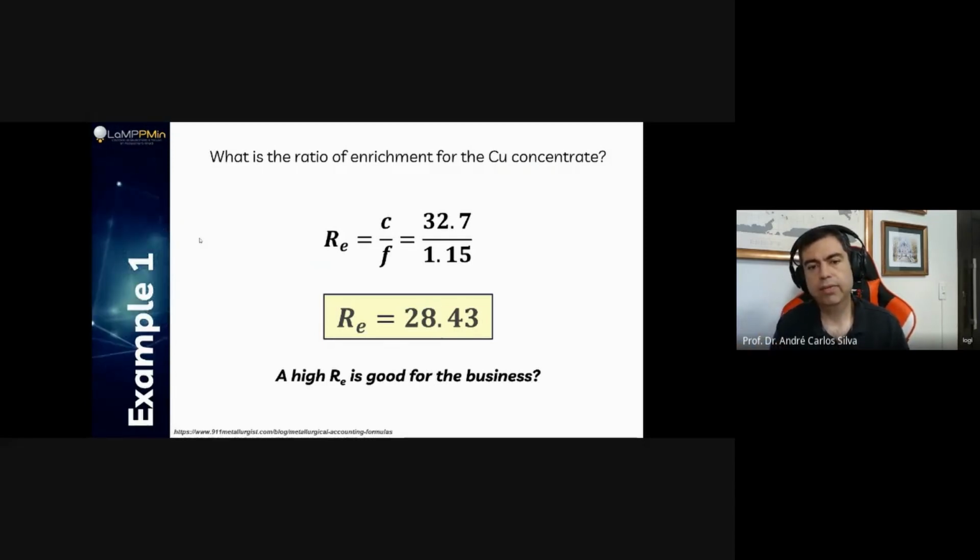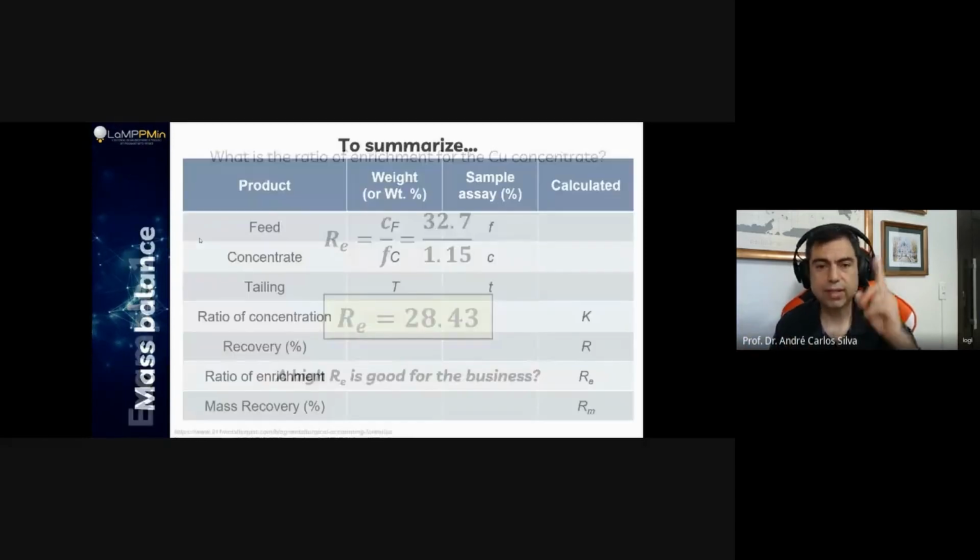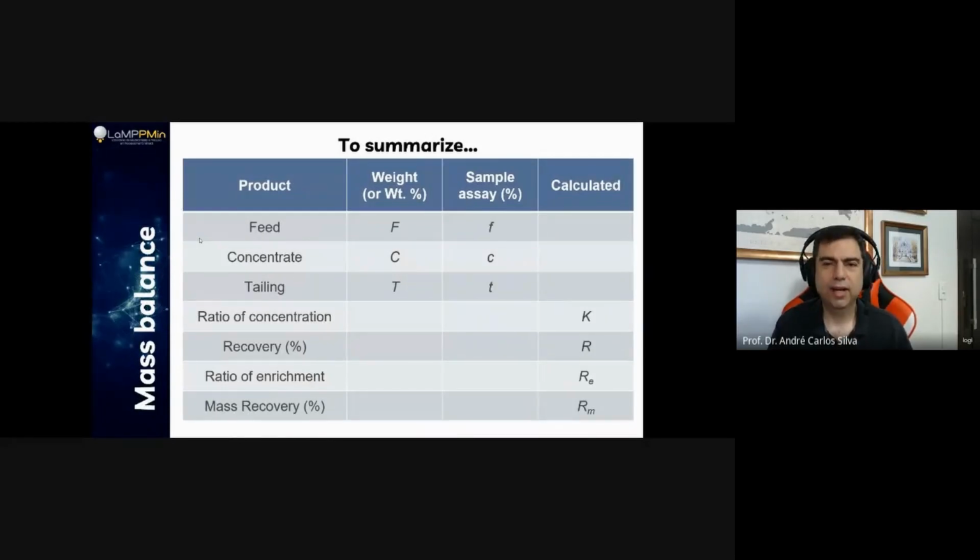Because if you have a small RE, what I can draw from that is my mineral processing plant is not doing much. I fed my material and I reclaim material of almost the same grade, so I'm not actually doing much with that. So I need a high RE. To summarize, those are the variables that I present to you so far.